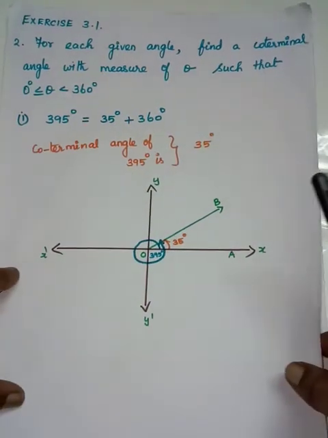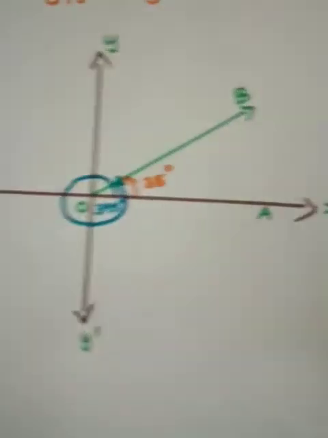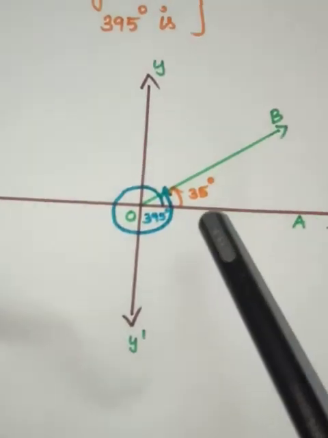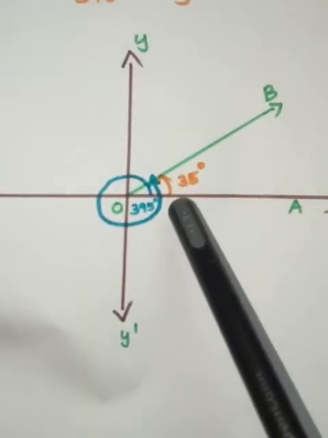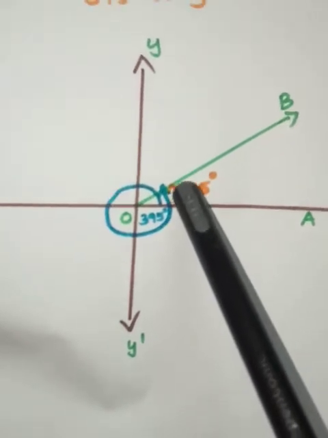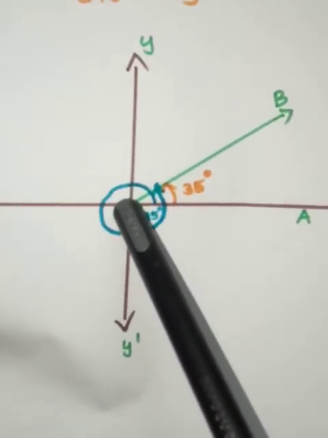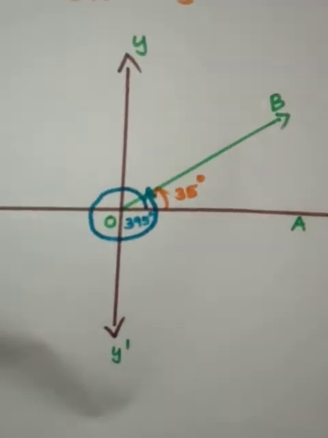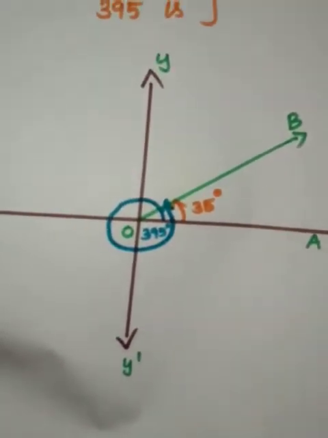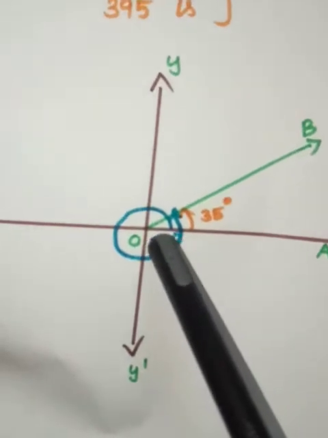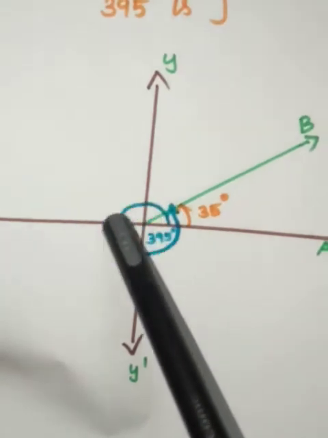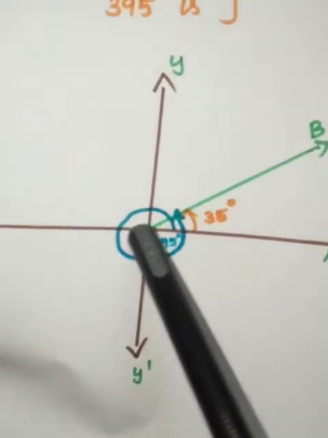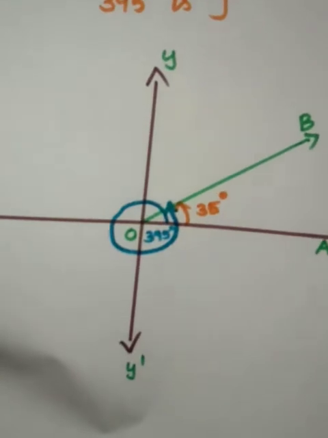You see the amount of rotation how I marked. For 35 degrees, the initial side is OA and 35 degrees lies in the first quadrant. So this much amount of rotation it takes, and OB is the terminal side. Now I am going to mark 395 degrees. For that also the initial side is OA. After making one complete rotation it comes to 35 degrees, so it has the same terminal side. So they are called coterminal angles.